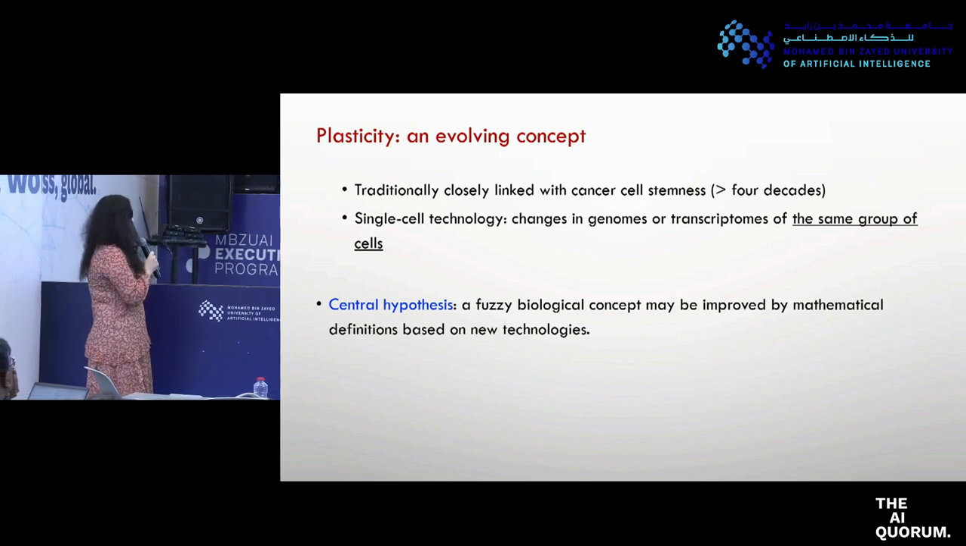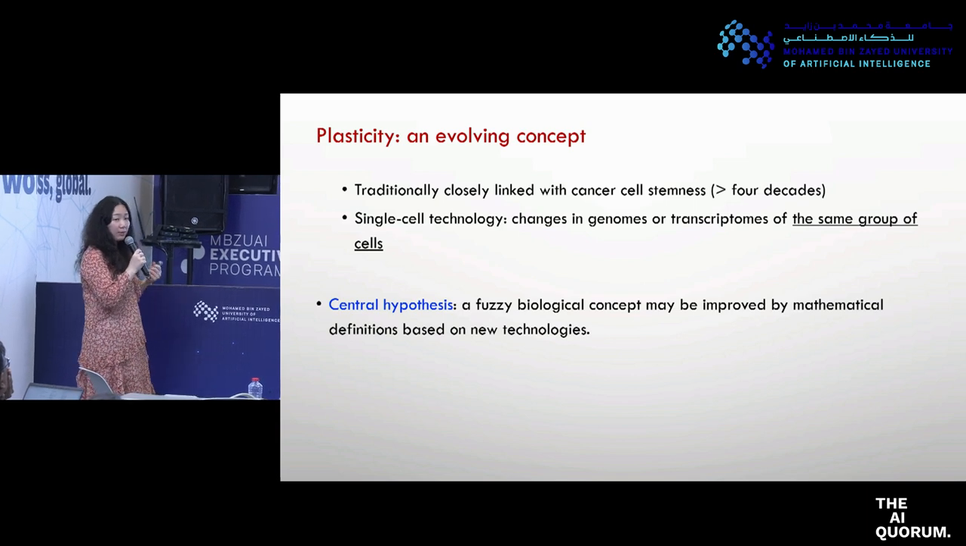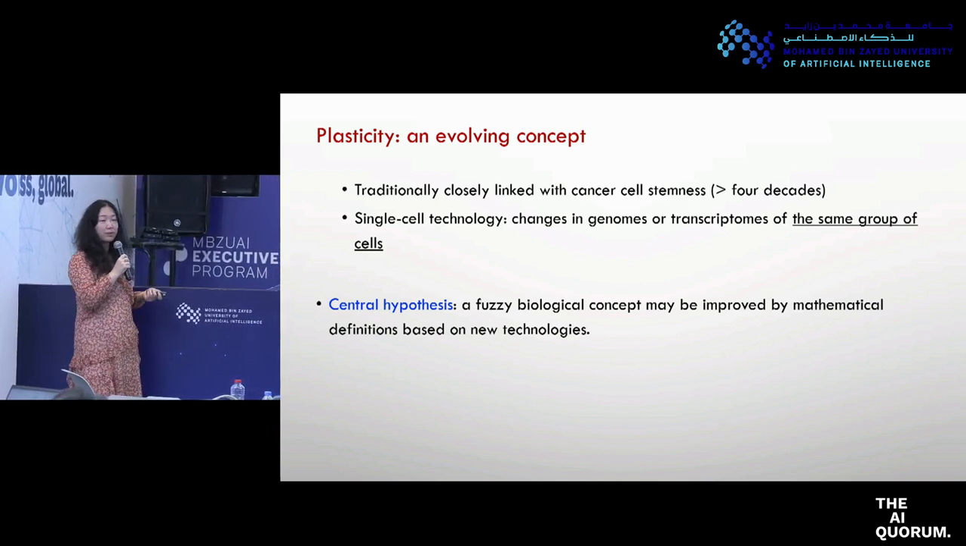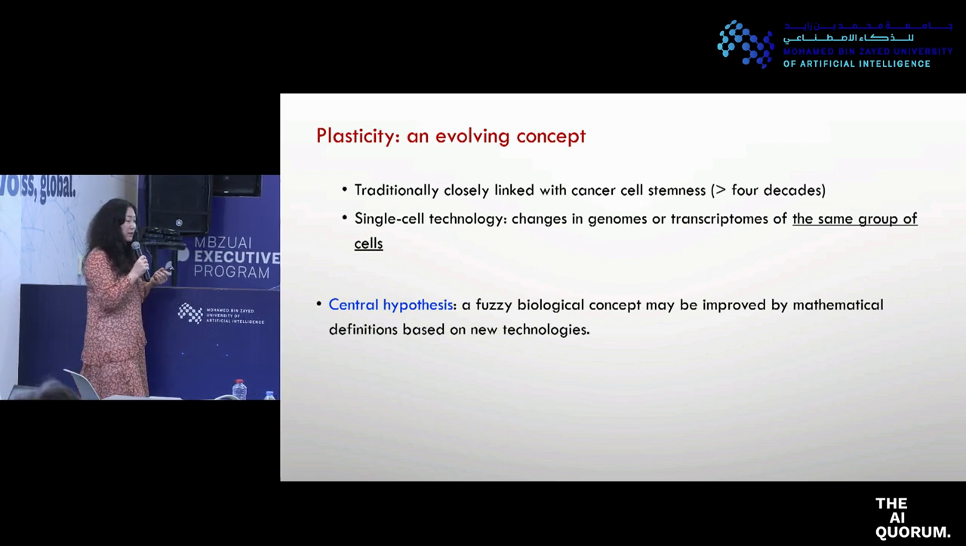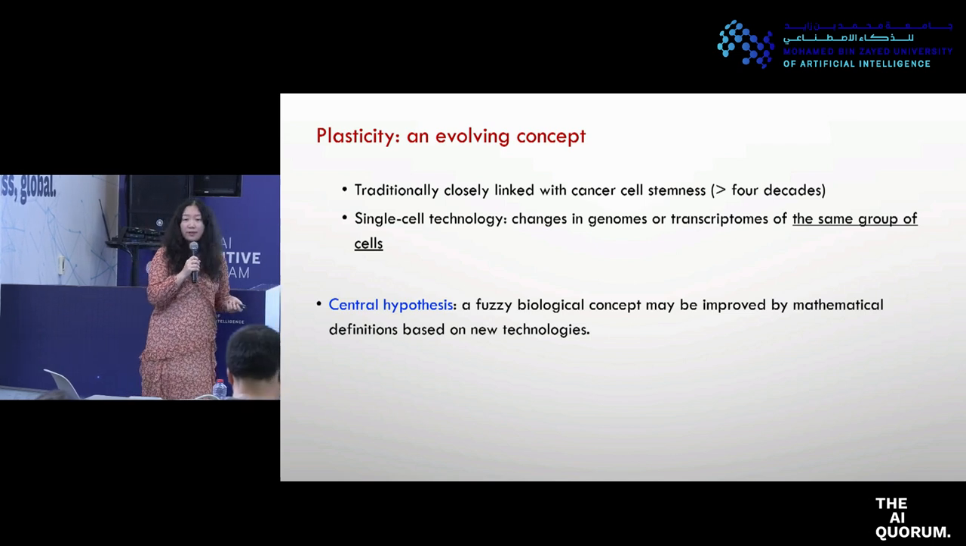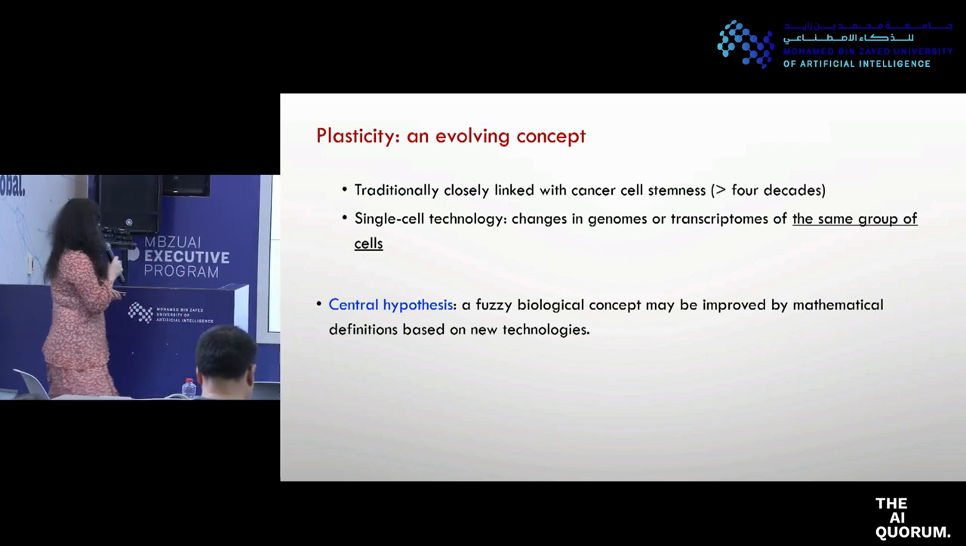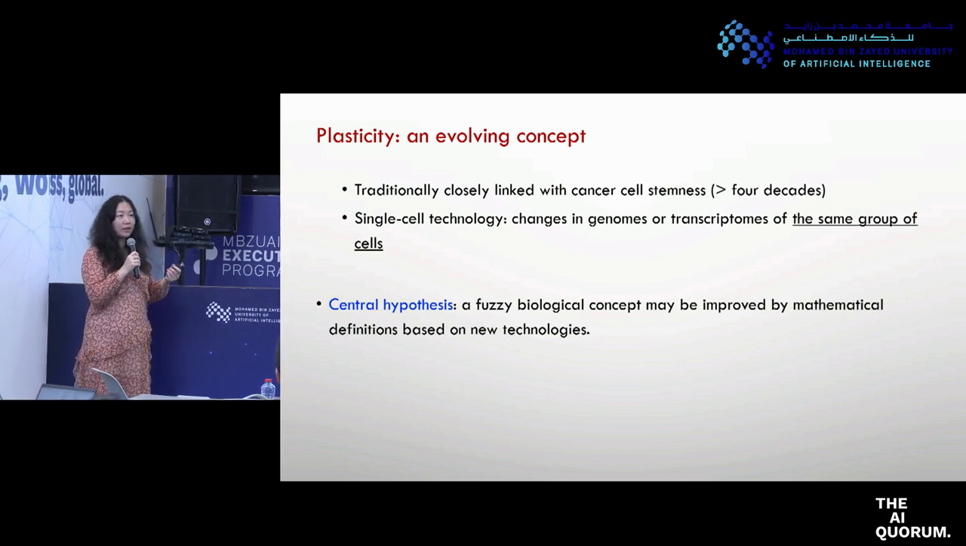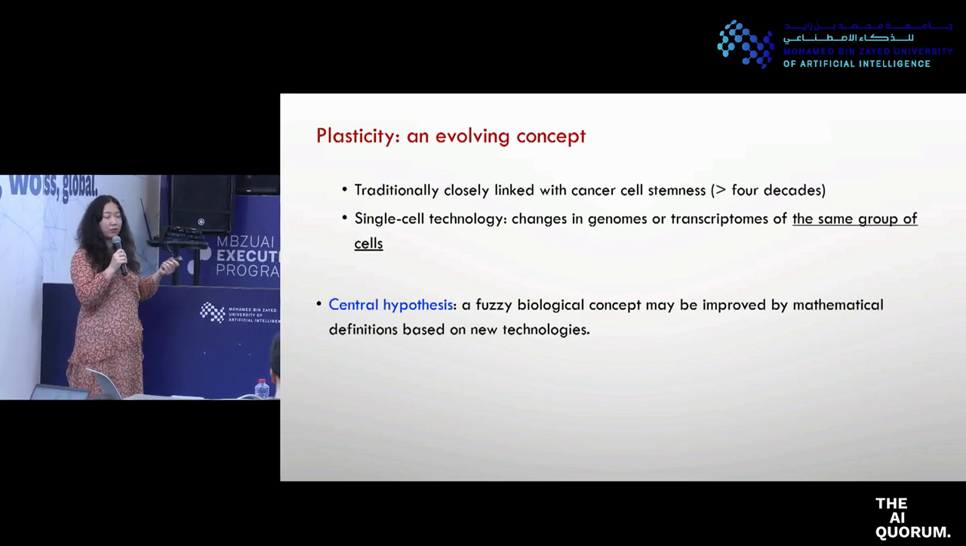In my research, we study a biological phenomenon called plasticity. This is an evolving concept. It was proposed by biologists more than four decades ago, and is closely related to another concept called cancer cell stemness. This is a fuzzy concept that even the biologists don't agree with each other on.